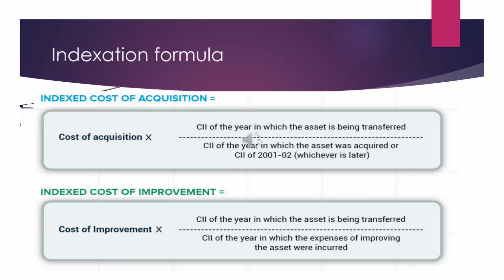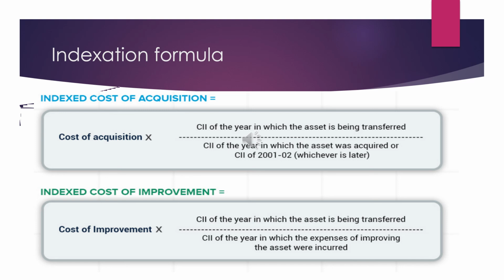As you can see, the indexed cost of acquisition is to be computed as whatever the cost of acquisition is, you have to multiply by the index in the year in which the asset is being transferred. Of course, it will be your financial year only. So the index of that is to be taken in the numerator and divided by the index of the year when the asset was acquired. Suppose you acquired it before 2001-2, that is our base year. If the asset was acquired before that, in let's say 1999 or 1995, we are always going to take the base year index, and that is 100 only.